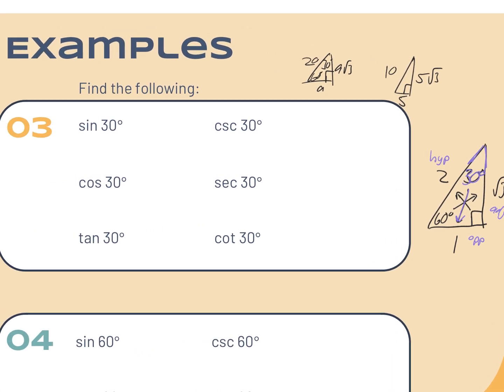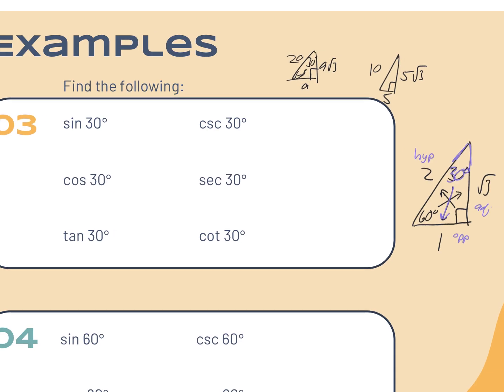All right, so sine of 30, I know that that's opposite over hypotenuse. My opposite is 1, and my hypotenuse is 2. Now cosine of 30, that's going to be adjacent over hypotenuse. My adjacent is the square root of 3, and my hypotenuse is 2. Tangent of 30 is going to be opposite over adjacent, so 1 over square root of 3, but once again, I can't have that as my answer. I need to multiply the top and the bottom by the square root of 3. So this is going to be the square root of 3 over 3.